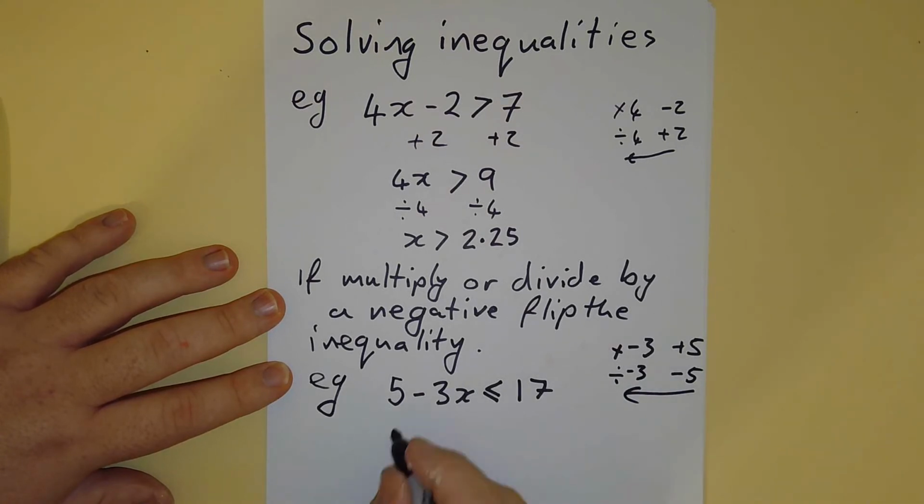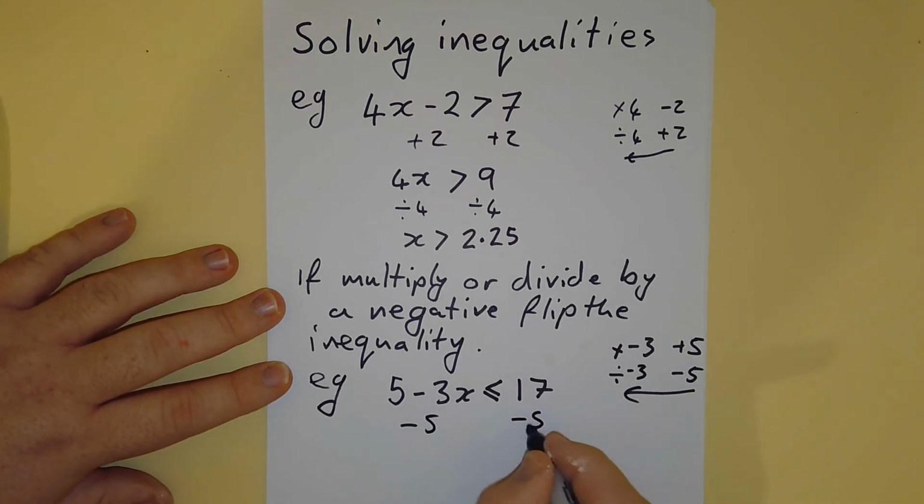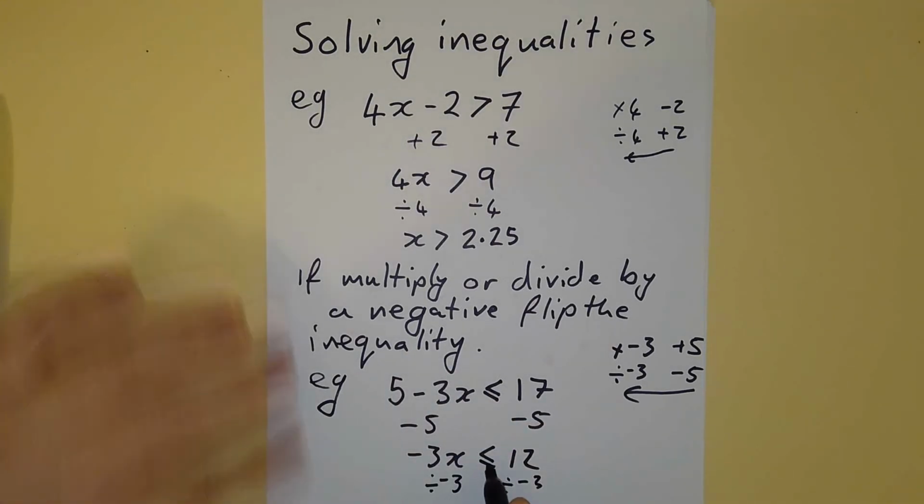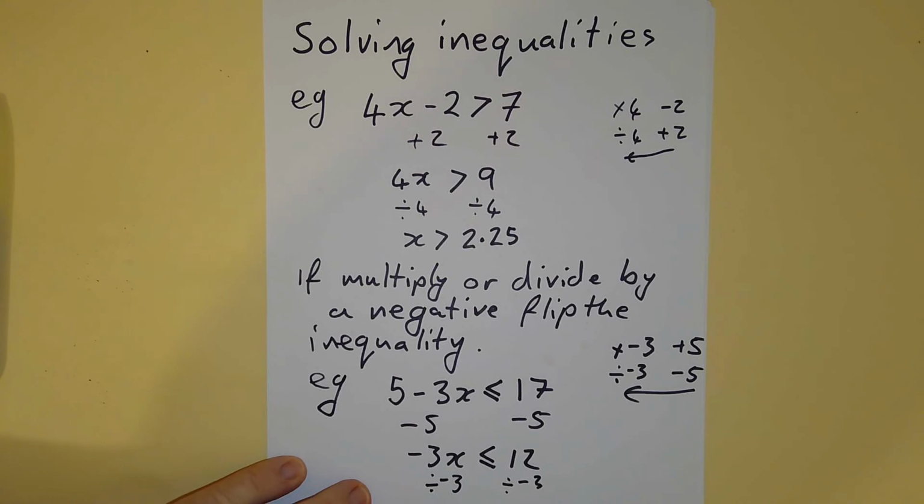So the first bit is nice and easy. Minusing 5 off both sides, I get minus 3x is smaller than or equal to 12. Now, when I divide by minus 3 here, I have to do what I just said before, flip the inequality. That means that this inequality, instead of being less than or equal to, becomes greater than or equal to. So x is now greater than or equal to 12 divided by negative 3. If I put that in a calculator, I get negative 4.